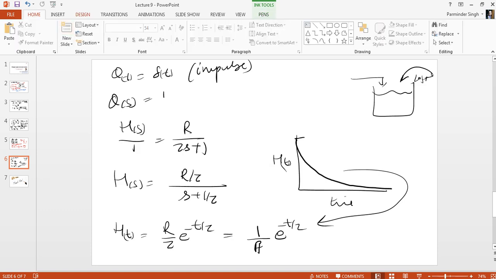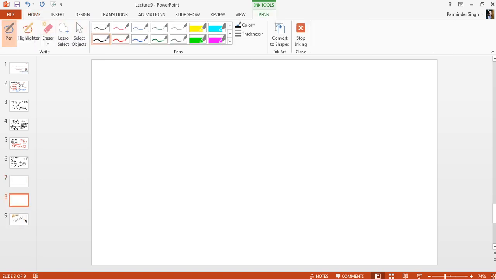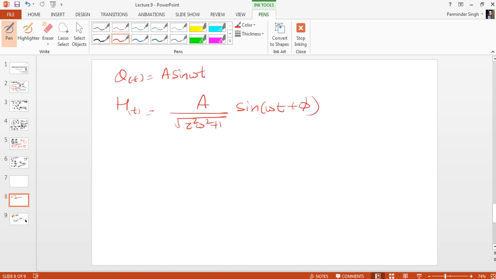Further, now suppose Qt varies sinusoidally, that is a sin omega t, so your Ht will again be represented by this term, a over square root of tau square omega square plus 1, sine of omega t plus phi. So this is what we have already derived in the previous lecture also.